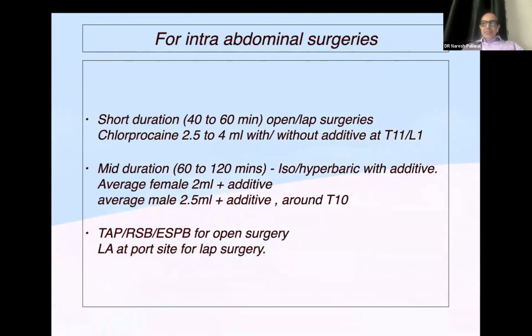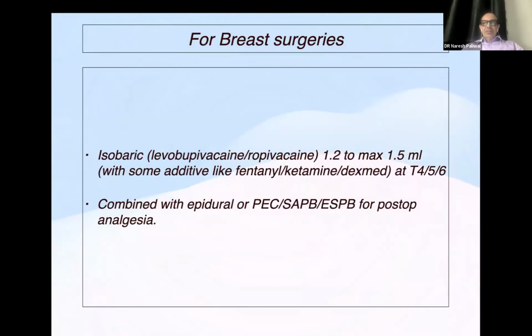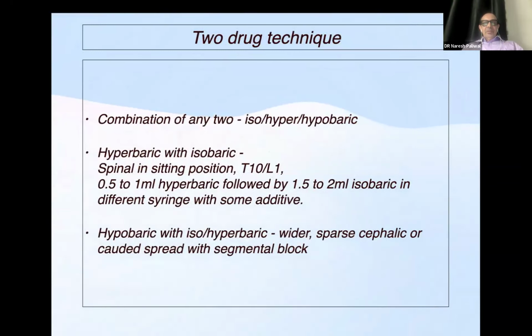And usually I combine this with some interfascial plane block, TAP block, rectus block, erector spinae plane block as per need, or local anesthesia at the port site for laparoscopic surgeries. For breast surgeries, I have already told about this, combined with epidural or some PECS block, serratus anterior plane block, erector spinae plane block for post-op analgesia. Two-drug technique, the combination of any two: iso, hyper, or hypobaric.